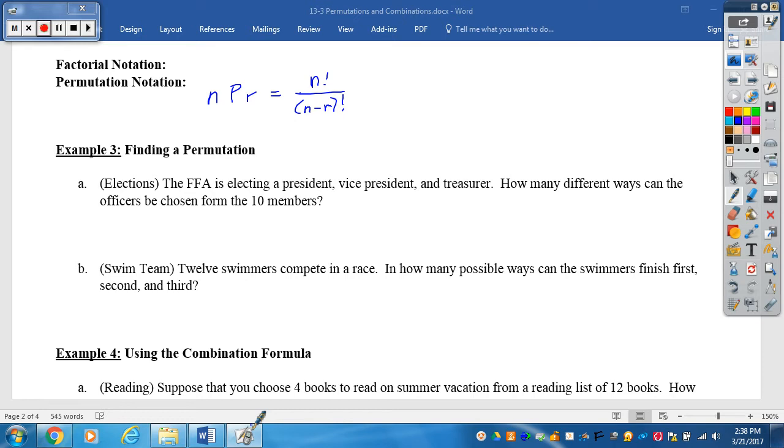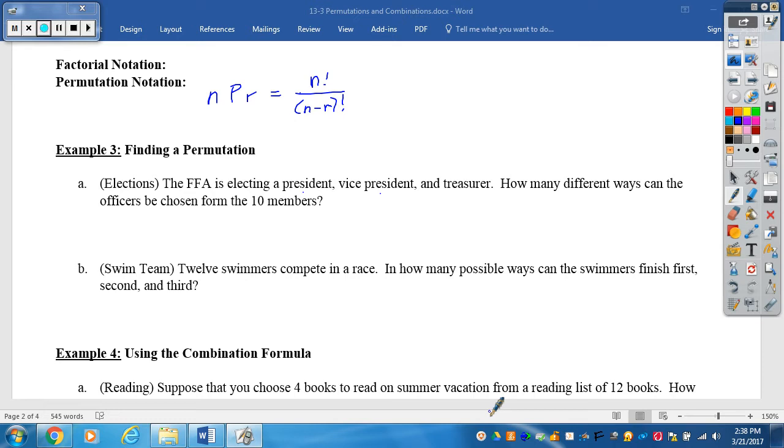So the question I would ask you before we get going in this problem is, does the order matter? If I select a person to be president, can they then be selected as vice president? And the answer is no. They've been pulled out of the possible number of options for vice president. If I select a vice president, that person cannot be selected as treasurer, okay? And so on and so forth.